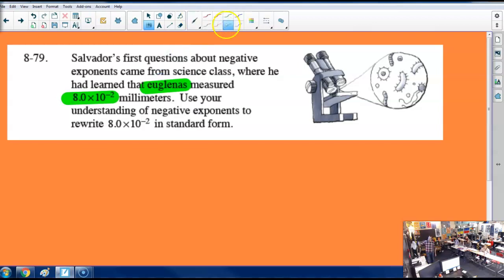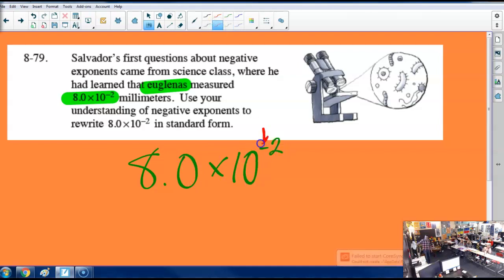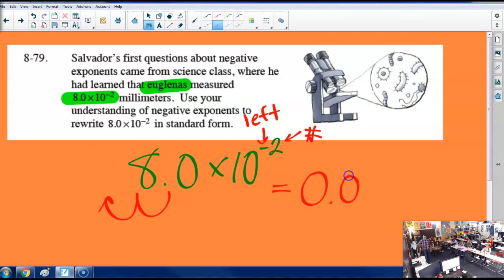So what happens here is that the power of 10 is telling us what to do. You should write this down: negative means left of your decimal, and the exponent tells you how many places. So we're going to grab the decimal, move it left twice, and this answer becomes 0.08. I feel like a few of you struggled on your homework with this, and now it should make sense.